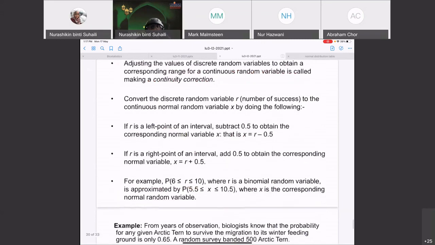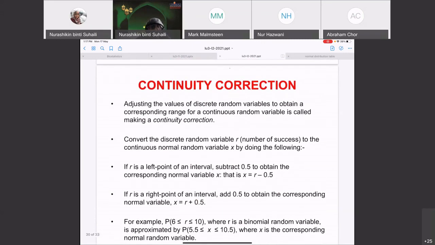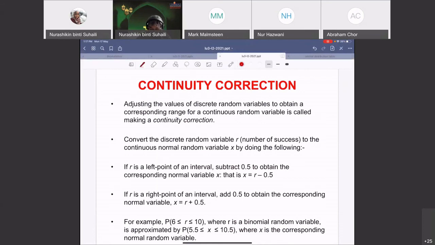Another thing that you also have to do is some sort of continuity correction. What is meant by that? For example, if you have a range, you have to subtract 0.5 from the lowest value, and add 0.5 to the highest value. That's the thing that we have to do.